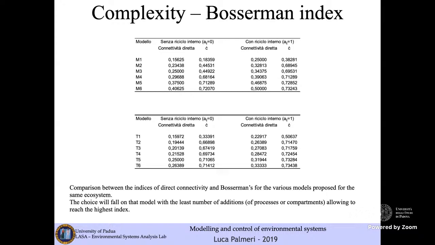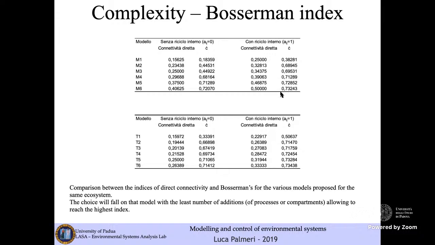This means that if we increase the complexity of our model passing from M1 to M2, we are increasing the complexity of our description in a significant way, so that holistic indicators like the Bosman recycling index are significantly changing. Then between model M2 and model M3, we are almost constant. We have a second step of increase between model M3 and model M4. We pass from 0.69 to 0.72. And then we have a final important increase between model M5 and model M6.